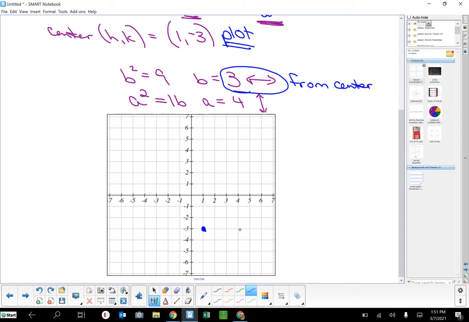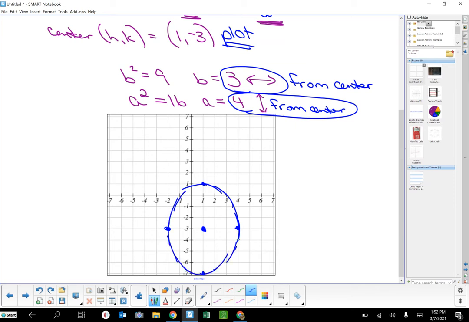So I'm going to go 1, 2, 3, 1, 2, 3. Then I'm going to go 4 units from the center, up and down. So back to the center, 1, 2, 3, 4, 1, 2, 3, 4. And so this looks pretty round, but it's not. It's a little bit taller than it is wide. And these things are super hard to actually draw. They end up looking like footballs usually, but that would be what that information is.